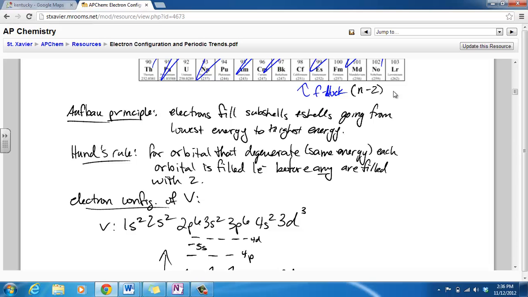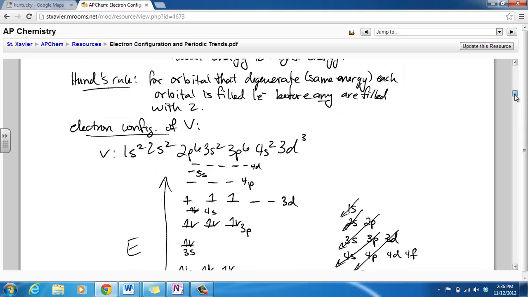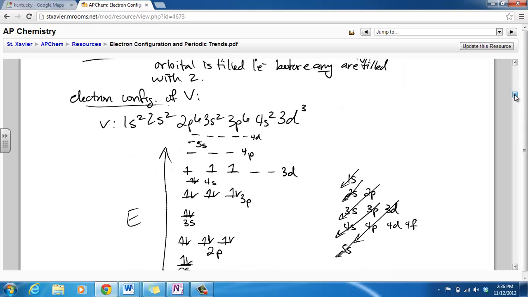3p6, 4s2, 3d3. Now, I do want to mention that this is an ordering by energy. So when we order it by energy, you'll have the 4s2 come before the 3d, even though, because the 4s is in that 4 shell, the electrons in it are further away from the nucleus than the 3d electrons. The 3d is slightly higher in energy.